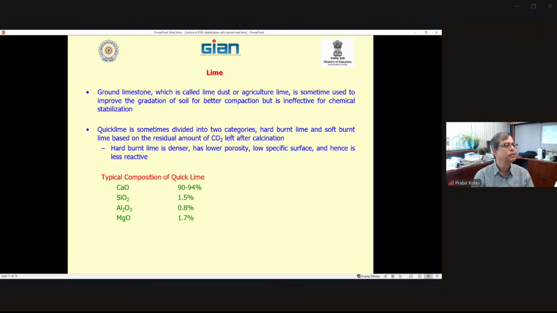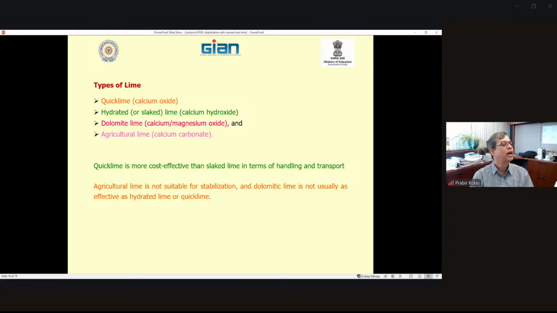Magnesium oxide 1.7. Obviously, quick lime is sometimes divided into two categories: hard burnt lime and soft burnt lime, based on the residual CO2 left after calcination. Quick lime is basically calcium oxide, in dry form. When calcium oxide is added with water, it forms calcium hydroxide. That is hydrated lime, or sometimes slaked lime. And then dolomite, that is calcium or magnesium oxides. And then we have agricultural lime, that is calcium carbonate. So we don't want agricultural lime for soil stabilization.